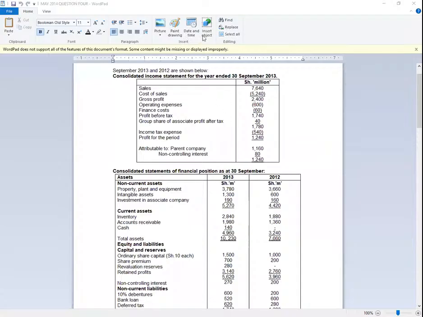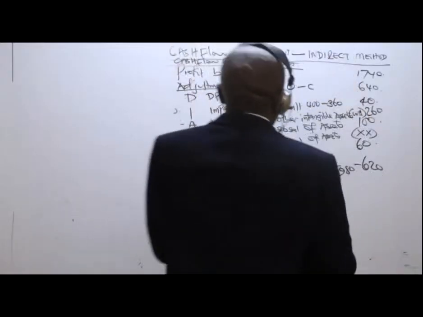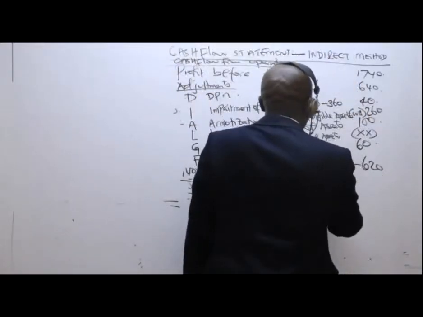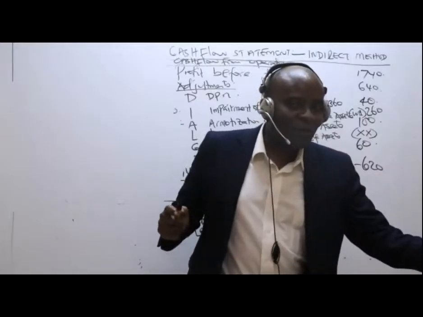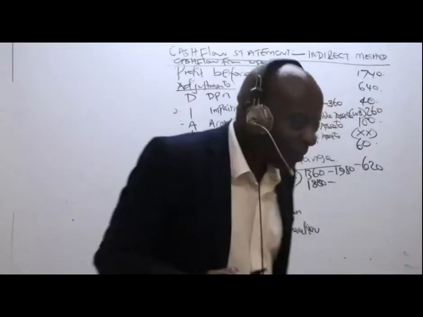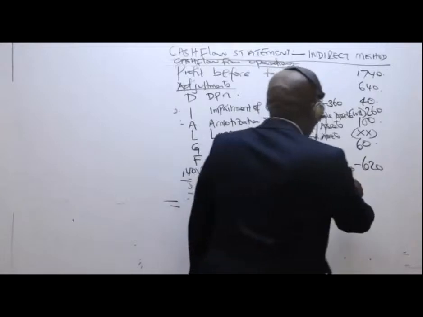Let me write this. It is 1880. This is 1880 minus. What is the second value there? 2840. Thank you very much.